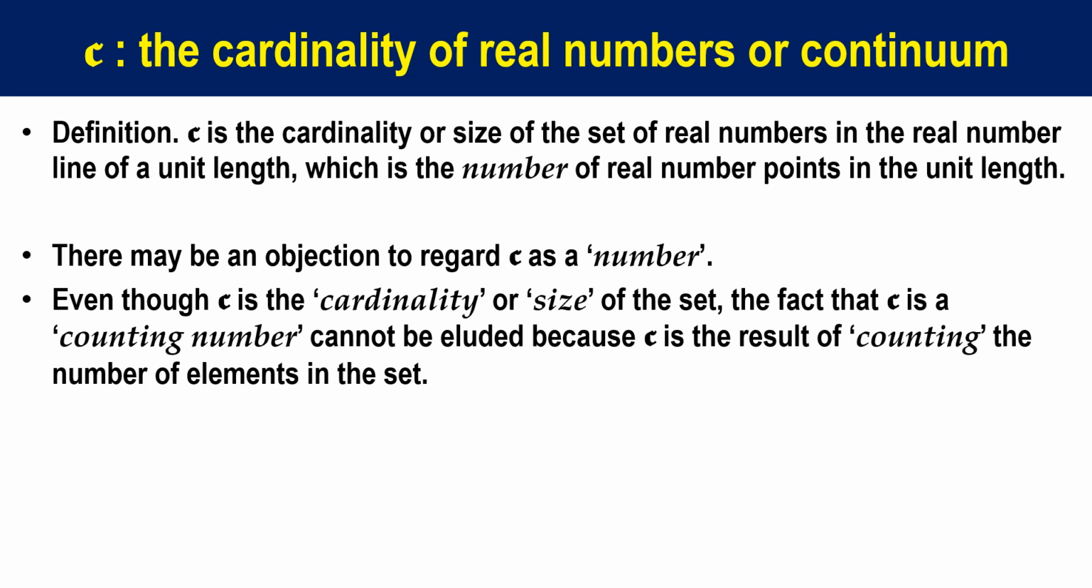There may be an objection to regarding C as a number. However, even though C is the cardinality or size of the set, the fact that C is a counting number cannot be eluded, because C is the result of counting the number of elements in the set.